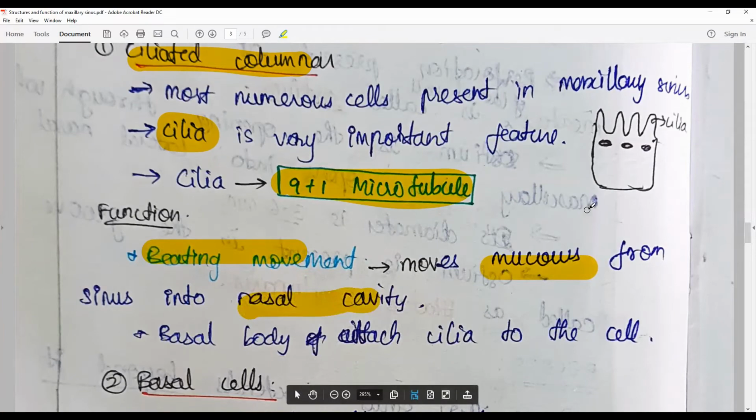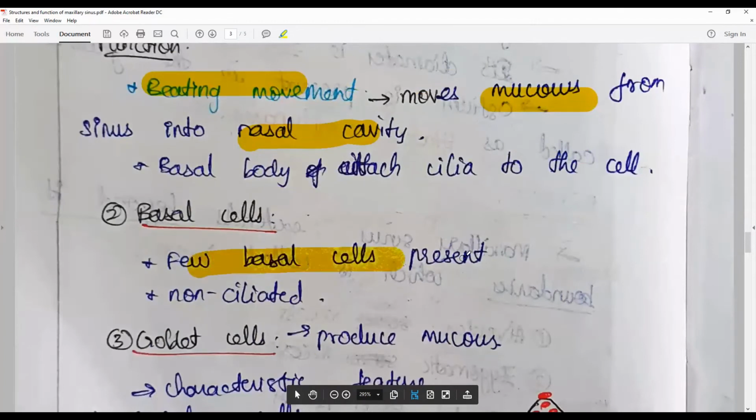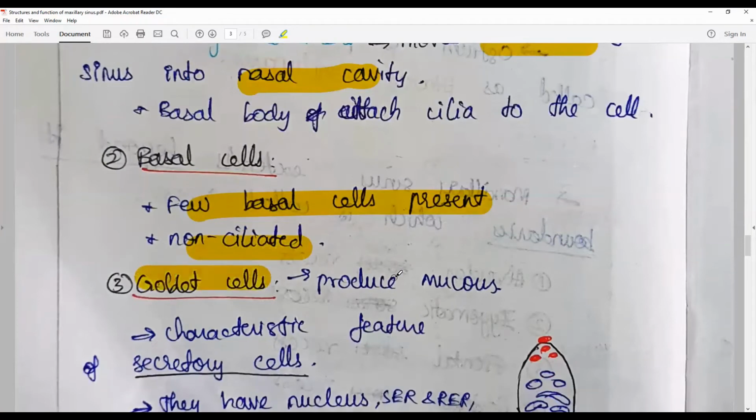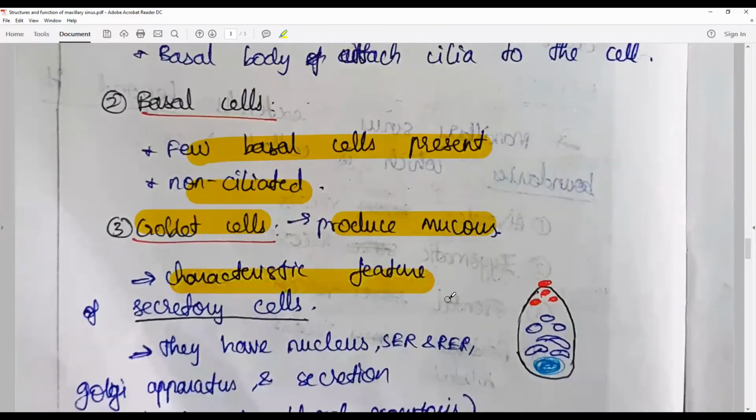The basal body attaches the cilia to the cell. And basal cells, a few basal cells are present, and they are non-ciliated. Goblet cells are those that are responsible for producing mucus, which is a characteristic feature. When inflamed, they produce a copious amount of mucus, which is a protective mechanism.